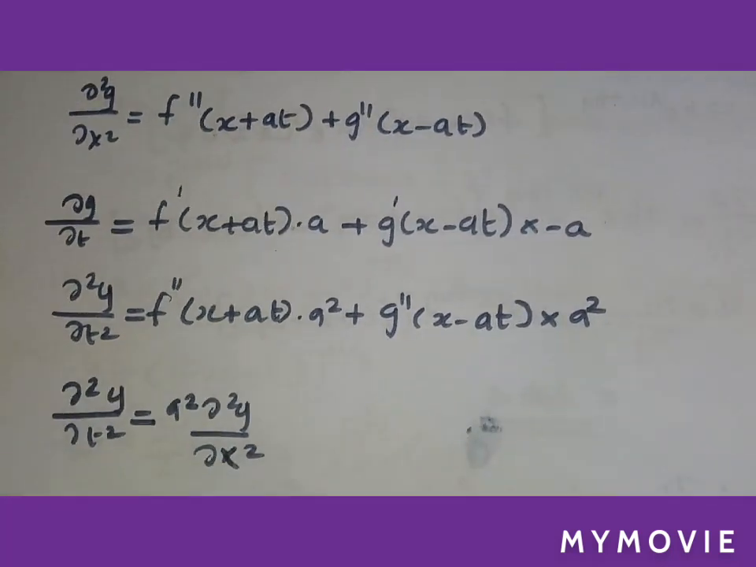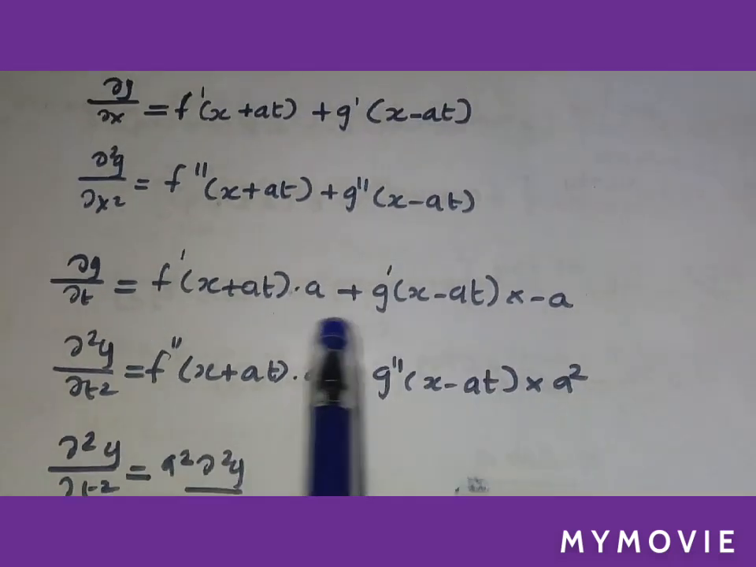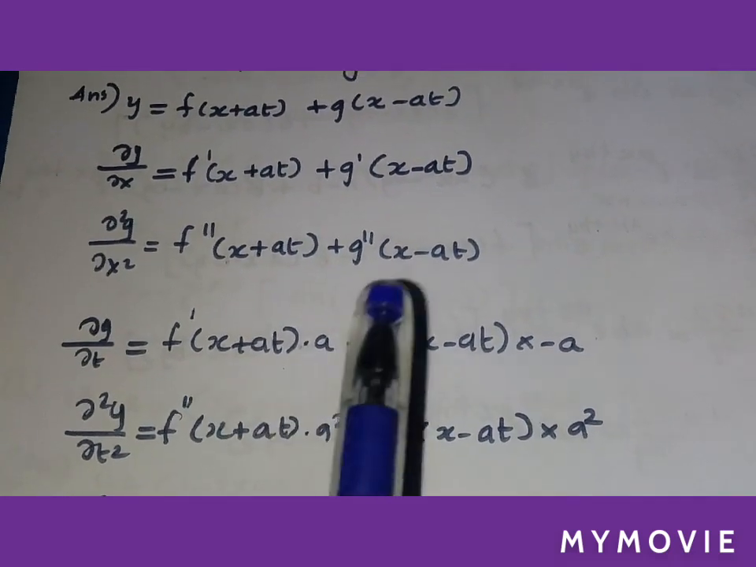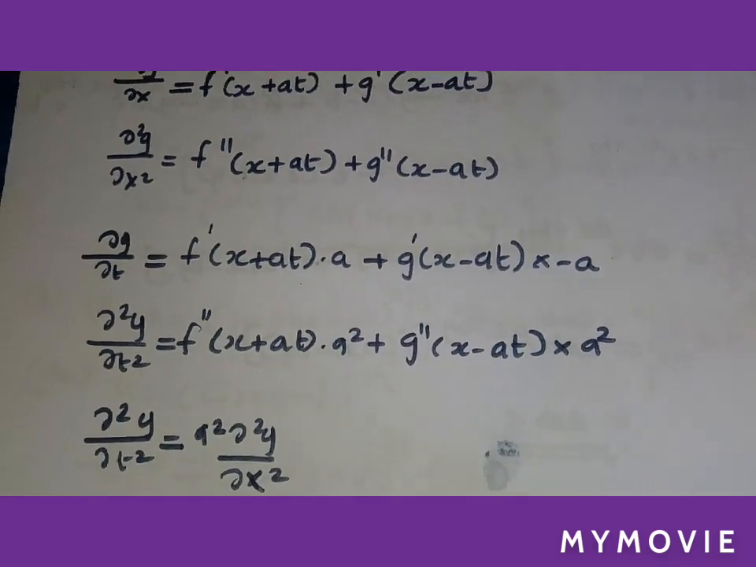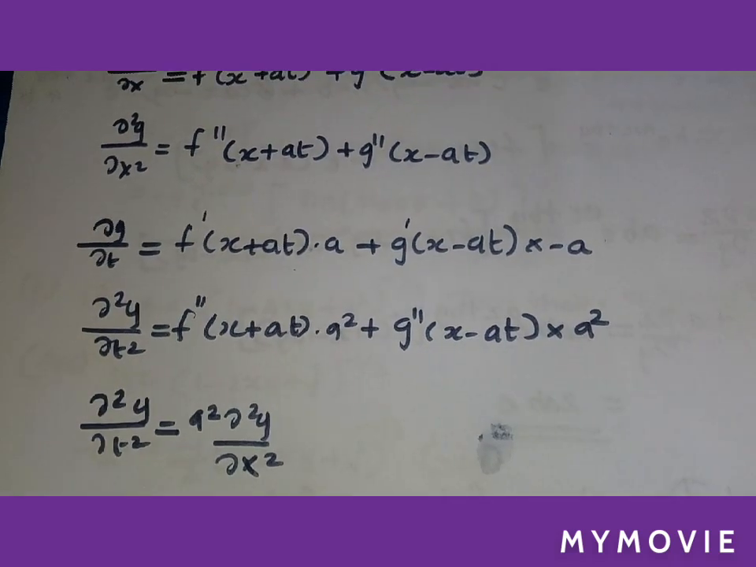So a square is common, and we get dou square y by dou t square is equal to a square into dou square y by dou x square. Hence proved.